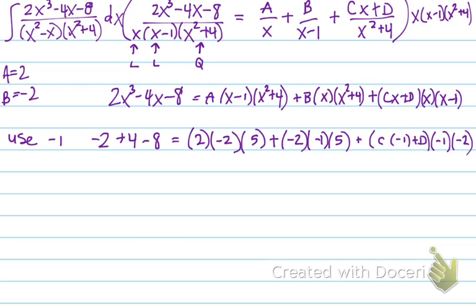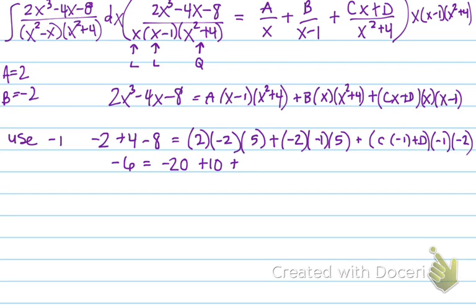So over here on the left, I have negative 2 plus 4, that's 2. 2 minus 8, that's negative 6. This first term, 2 times 5 is 10. 10 times negative 2 is negative 20. The next one, negative 2 times negative 1 is positive 2 times 5 is 10.